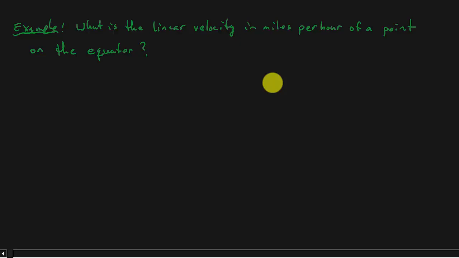All right, last problem here. This problem says, what is the linear velocity in miles per hour of a point on the equator? So we've got a point on the equator of the Earth, and they want to know the linear velocity. Okay? So you're probably thinking, well, they're not giving us enough information. And you're right. So what they're doing here is they're assuming that you know the radius of the Earth, and they're assuming you know how fast it rotates.